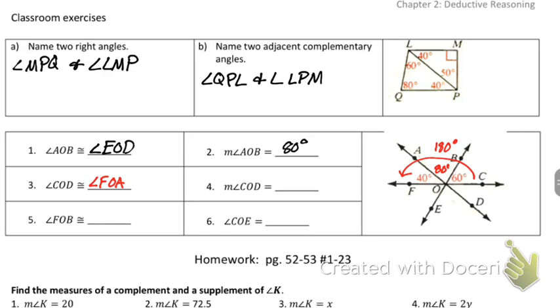Yeah. Do you have this answer? Yes. 40 degrees. 40 degrees because they're vertical angles, right? Yes. We have AOF and COD are vertical.